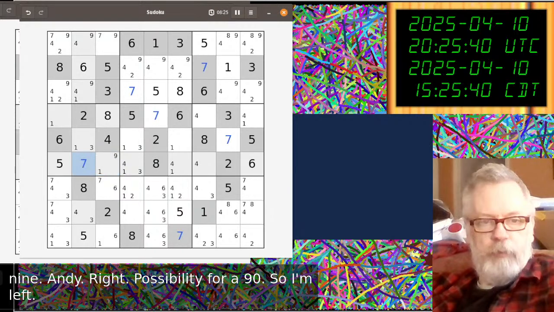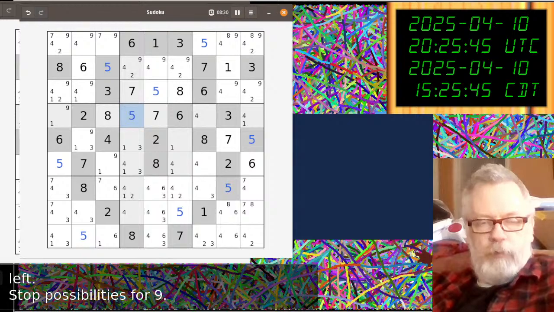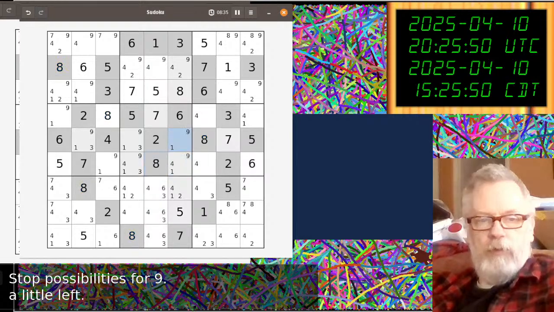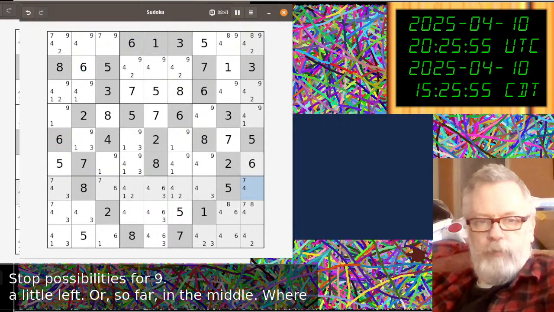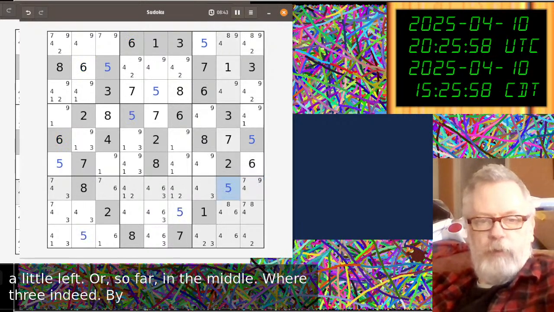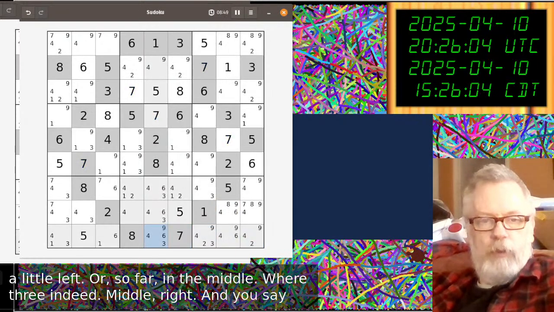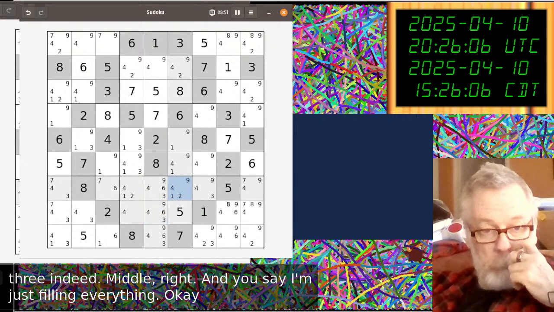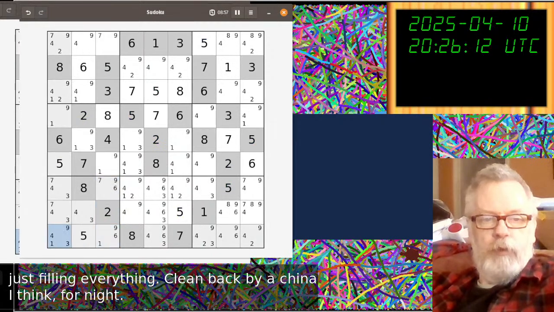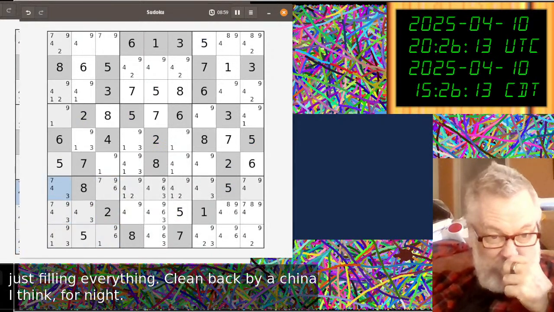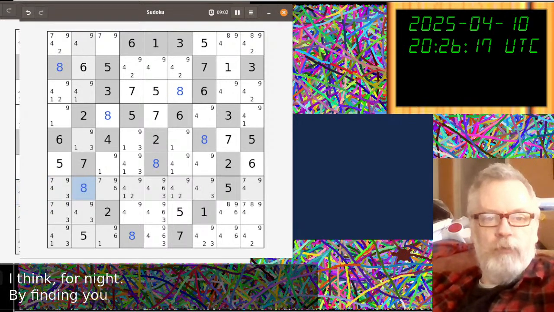Looks like 3 possibilities for 9 in the middle left, 4 so far in the middle square, 3 in the middle right, and basically I'm just filling everything in, and we're going to have to clean that out by attrition, I think, for 9s. By finding things where a 9 is the only thing left.